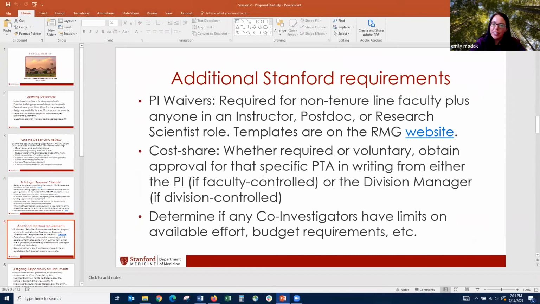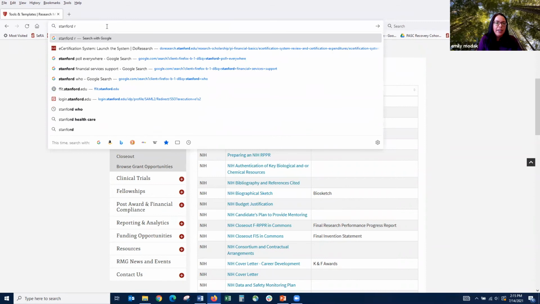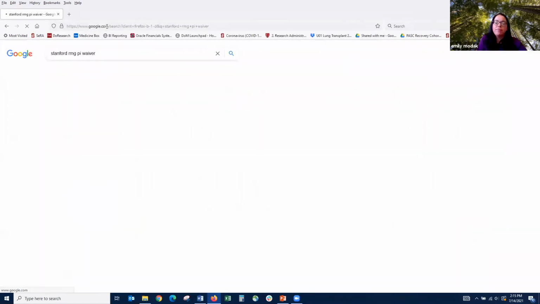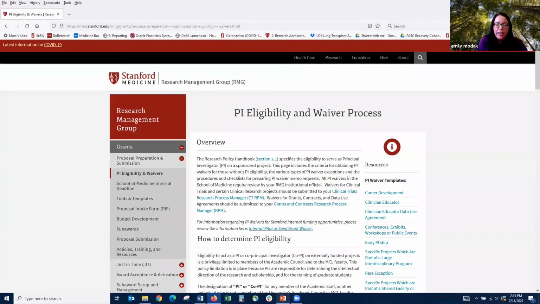Then additional Stanford requirements, just a few things to look out for in addition to what the sponsor needs. PI waiver, again, we're going to talk about the details of how to generate one of those in session 4. But if you have a non-tenure line faculty or anyone who's in an instructor, postdoc, or research scientist role, they're going to have to get one of these. And the RMG website has a lot of details. Again, if you just search Stanford RMG PI waiver, it's the top result. And you can just click through and get the information that you need.